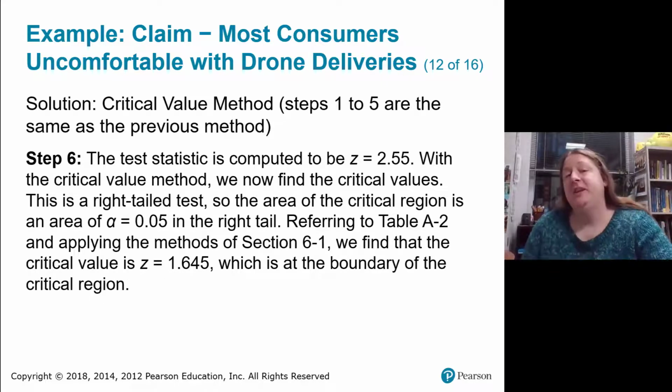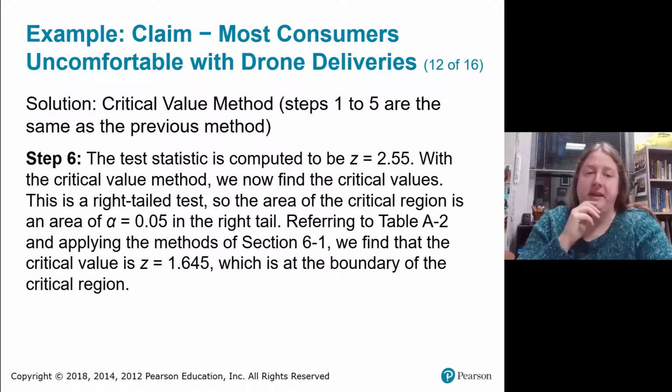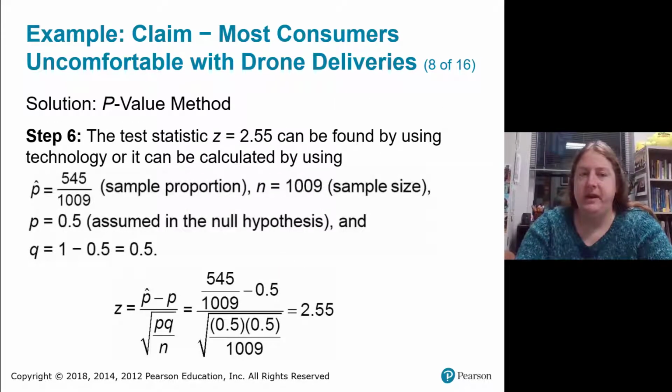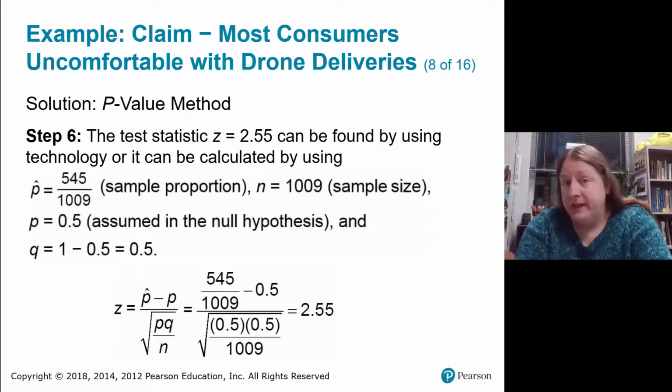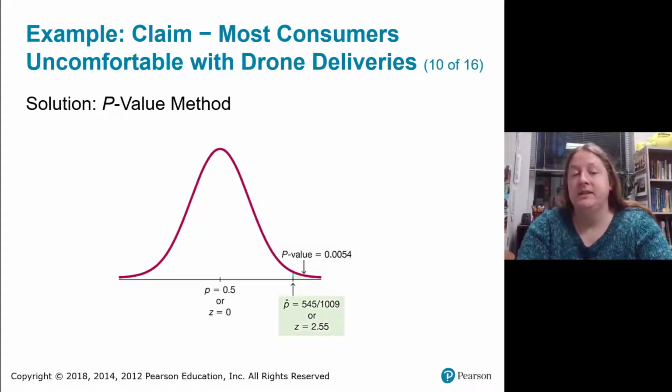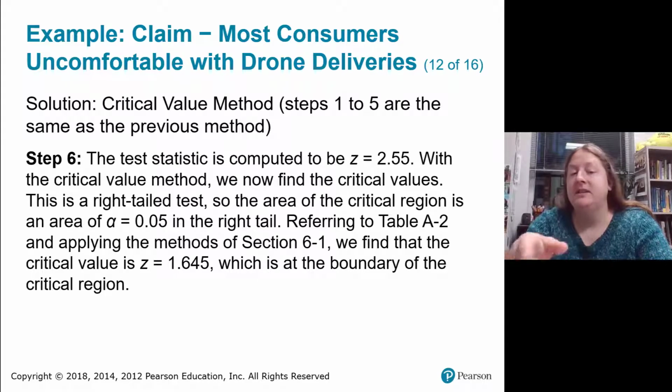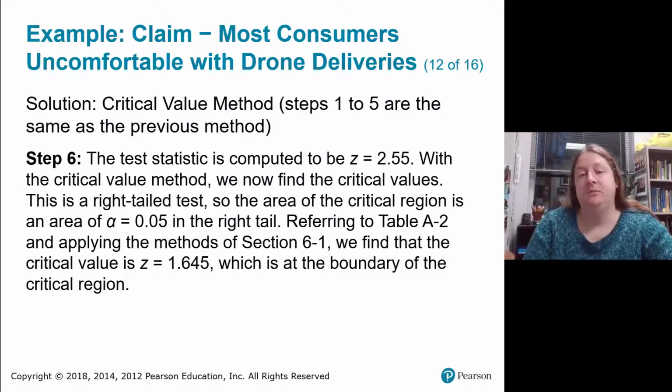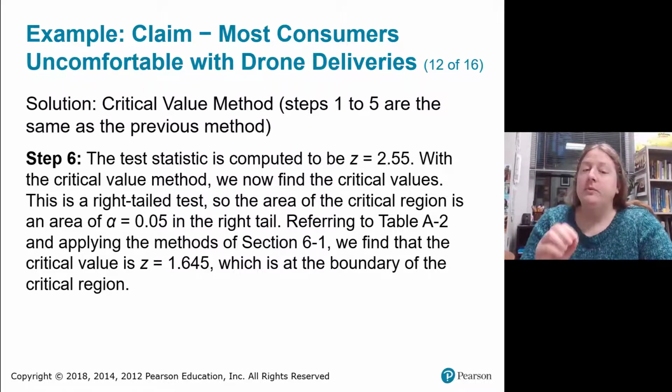Now I want to invite you to rewind just a little bit. Back at step 6 with the p-value method, that's where we were finding our test statistic z. Now, if we're using the critical value method, we're still going to compute that test statistic. So we have our test statistic of 2.55. We'd compute it the same way that we did in our p-value method. And after we know what our test statistic is, then we need to find our critical values.